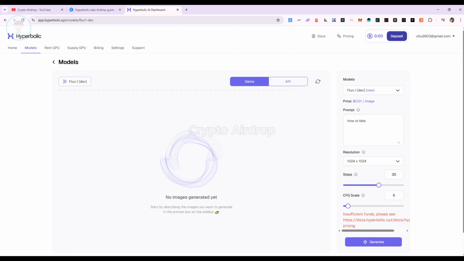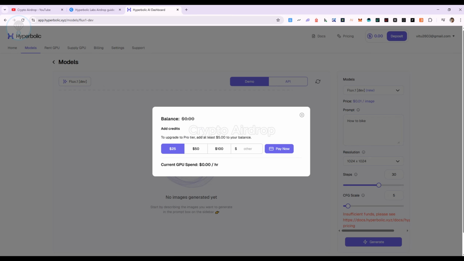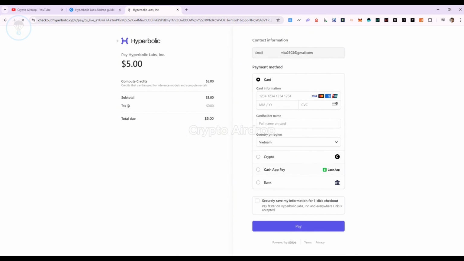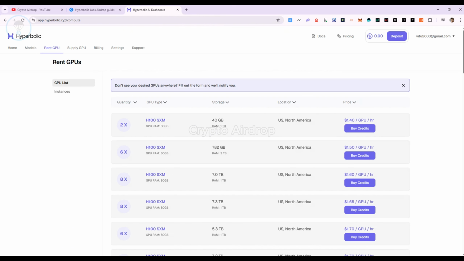To proceed, you need to deposit around $5 as a fee. Click on Deposit to add funds. There are multiple payment options available, so choose the one that suits you best.